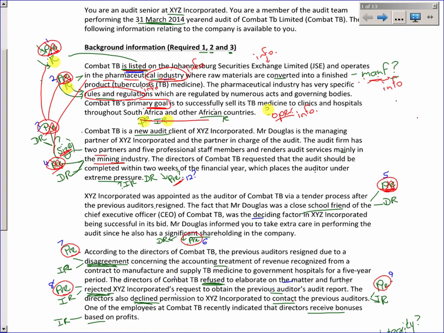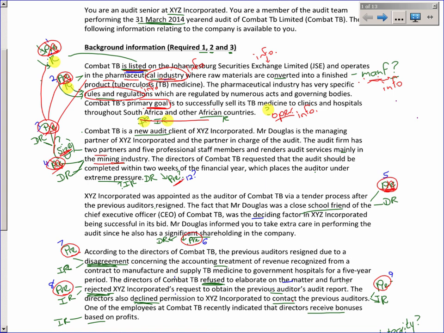Combat is a new audit client of XYZ Incorporated. Mr. Douglas is the managing partner of XYZ and the partner in charge of the audit. Does that, or do those sentences provide any information, or do they provide any indication of information about the entity itself and about the environment they operate in? Not necessarily. There's not a lot that we can gain from that. The audit firm has 2 partners and 5 professional staff members, renders audit services mainly in the mining industry. Is there any information there that impacts the entity information or the environment in which the entity operates? No, that's about us as auditors, not my client.